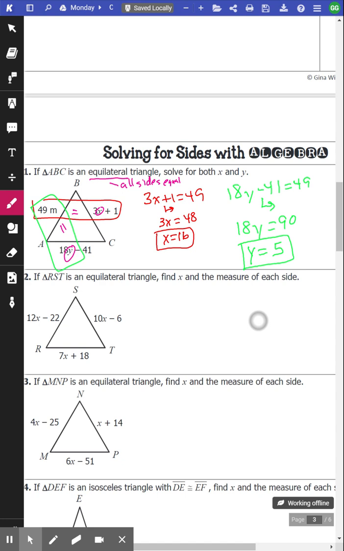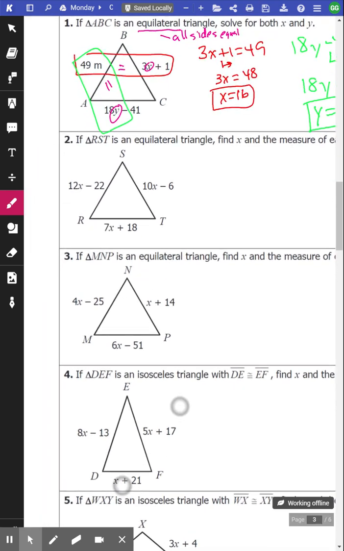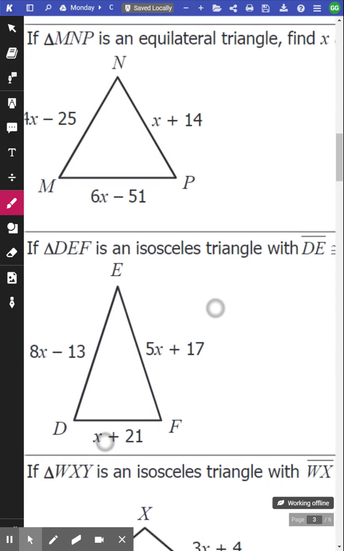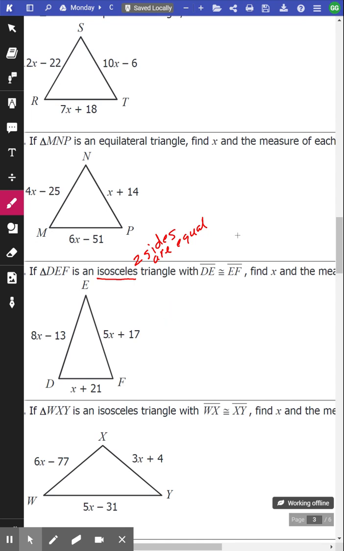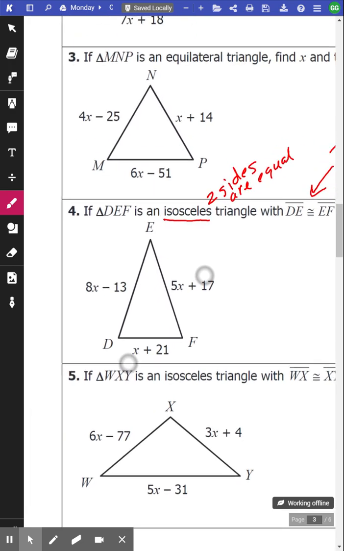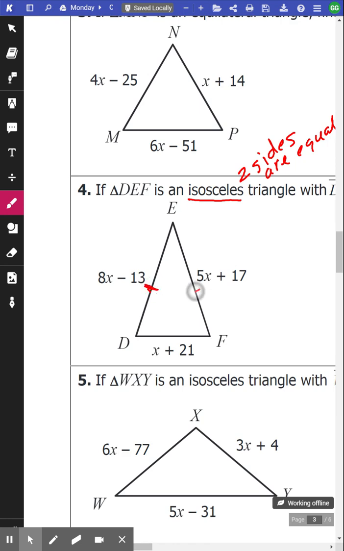Again, pay attention to the directions before you even start. Don't start guessing, okay? Because if you look at number 4, it's already telling you this is an isosceles triangle. Isosceles means two sides are equal. They tell you, make sure you can read my handwriting, what two sides are equal. They're telling you that DE and EF, this side and this side, are equal.